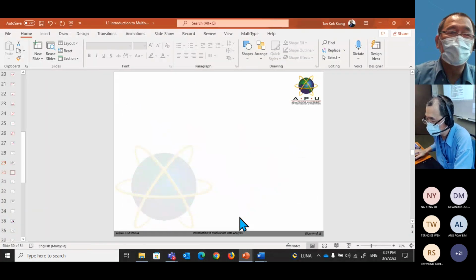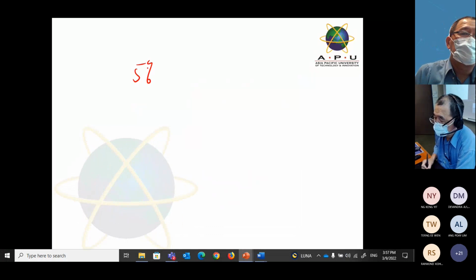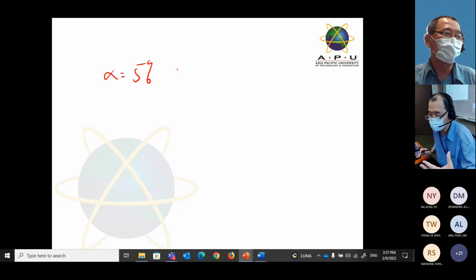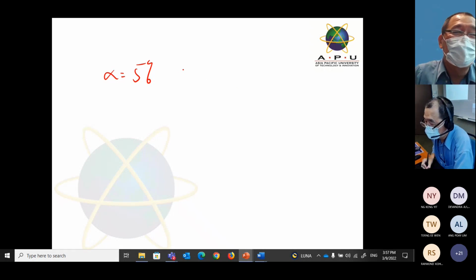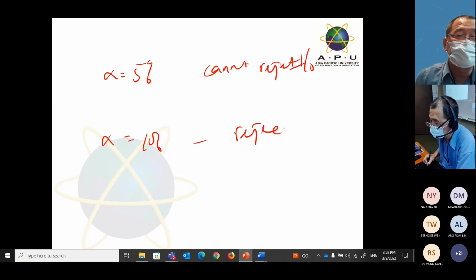You're saying that it looks like you can manipulate the result? Yes, I don't want to use the word manipulate. Okay, but that's implicitly your idea right now. Yeah, alpha 5%, therefore you cannot reject the null hypothesis. Yeah, therefore you use alpha 10%. Yeah, therefore you can reject the null hypothesis.